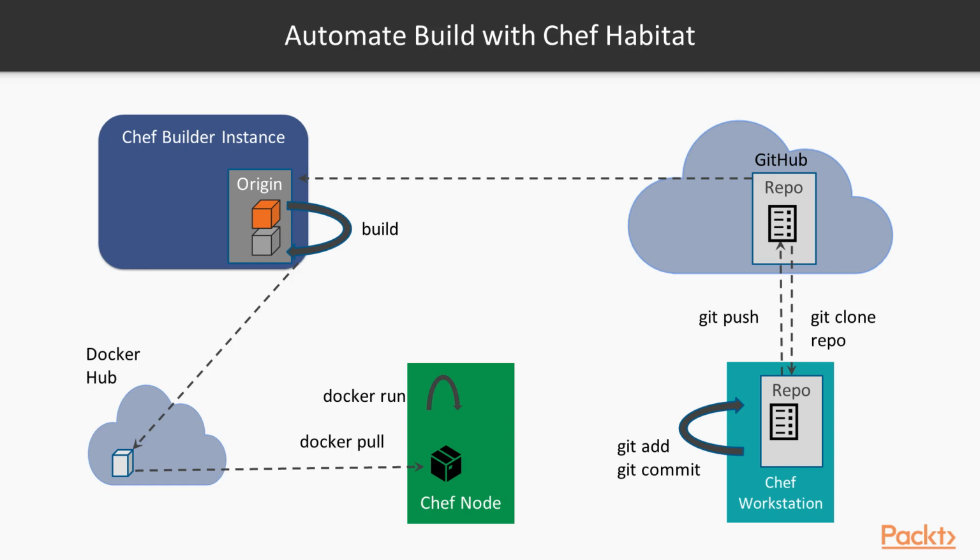As soon as your GitHub account is updated with the git push command, the Chef Builder instance triggers the build and automatically creates the image and pushes that image to our Docker Hub as well. So we will see how we stitch up these three different tools: our Chef Builder instance, our GitHub account, and our Docker Hub account. So let's start with it.